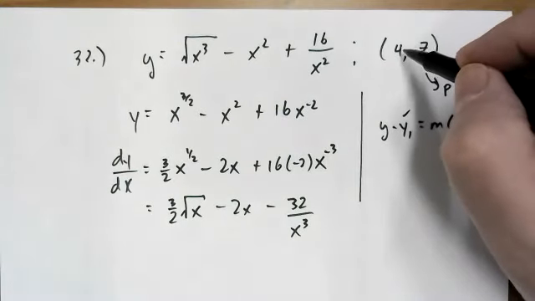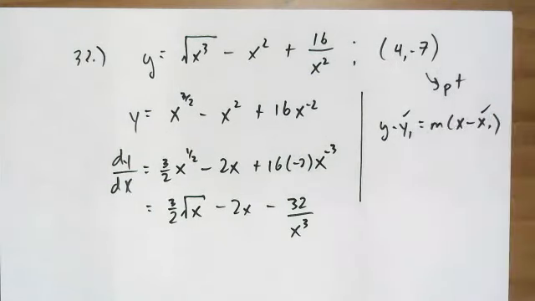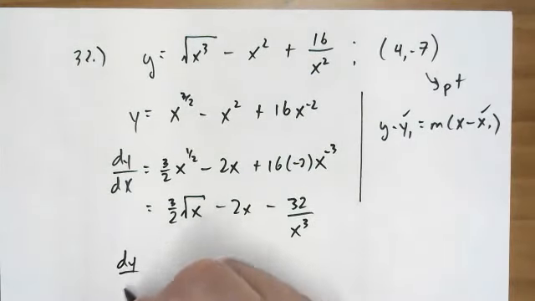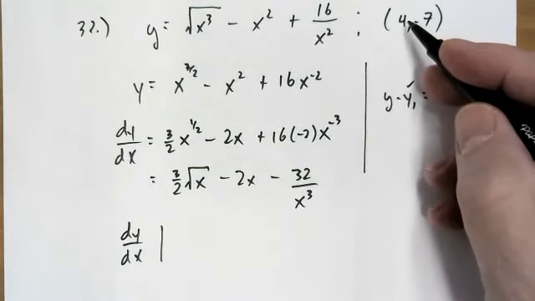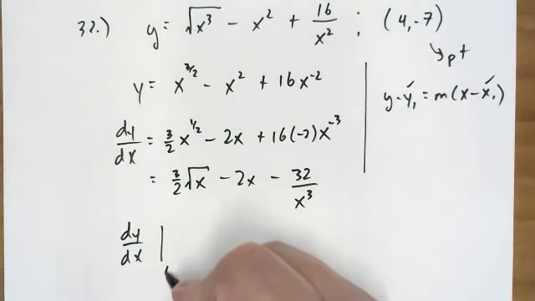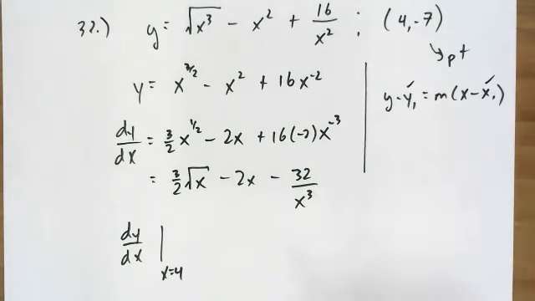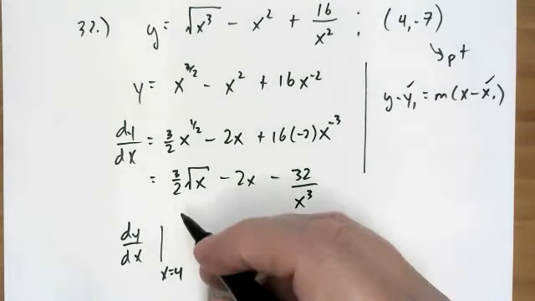So now that I'm going to be looking at this specific point, I'm going to find the slope at this point, because that's going to be the same slope as what I want to use for my tangent line. So what I do is I take that first derivative and I'm going to plug in the point I'm interested in. I'm interested in 4, -7. The value of x is 4. So I'm going to take my first derivative. Every place there's an x, I'm going to put in 4.